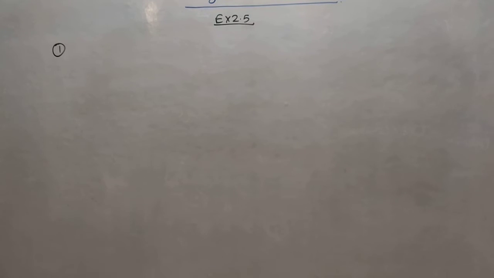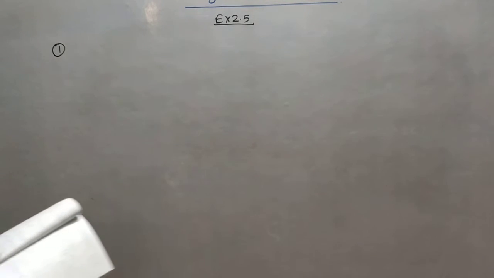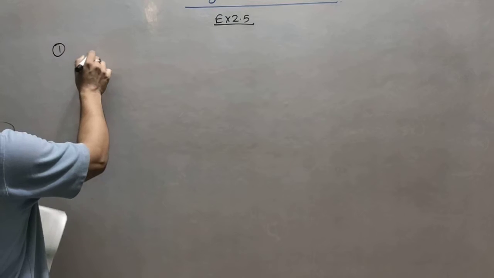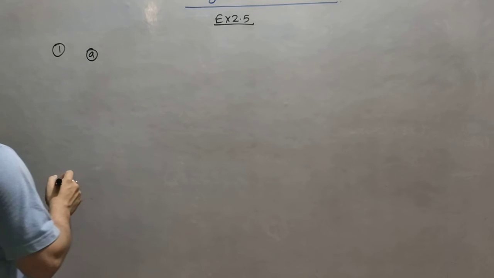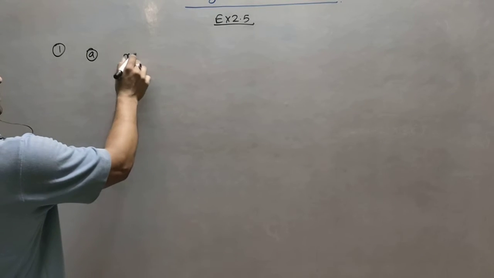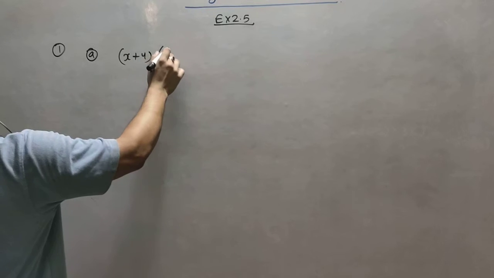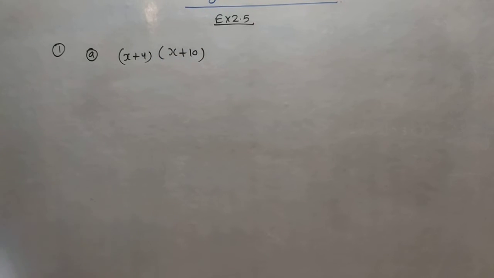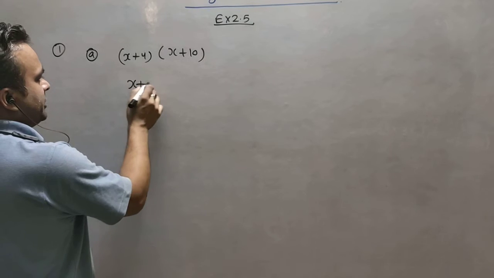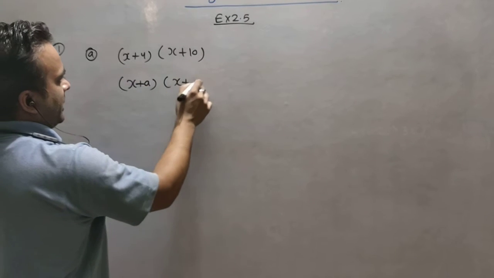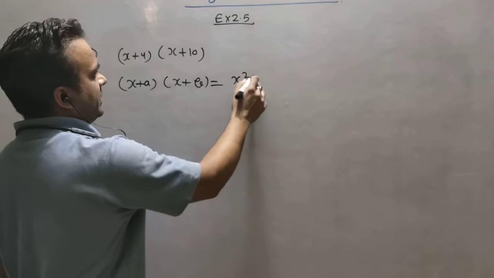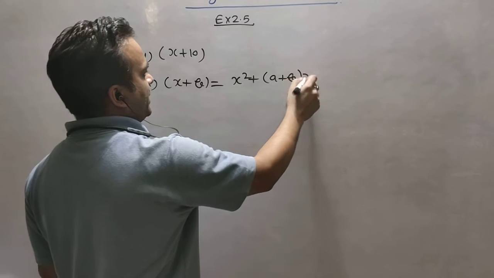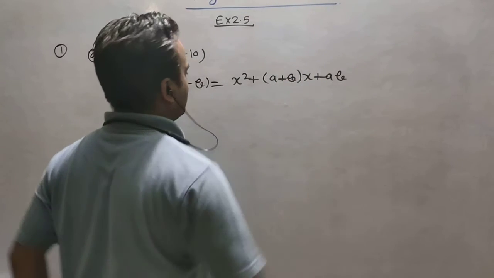Question number 1, use suitable identities to find the following products. So I am writing here first part. So it is x plus 4 and x plus 10. Now you have to check again which identity we can use. Definitely it is related to x plus a and x plus b. So it will be x square plus (a plus b)x plus ab.